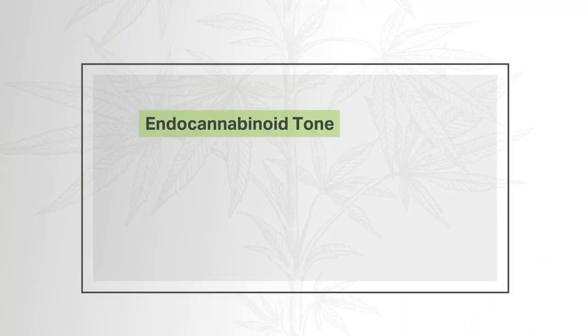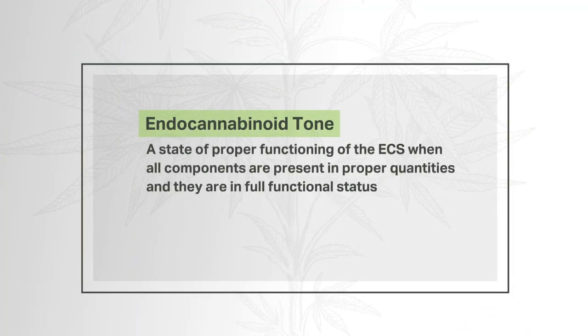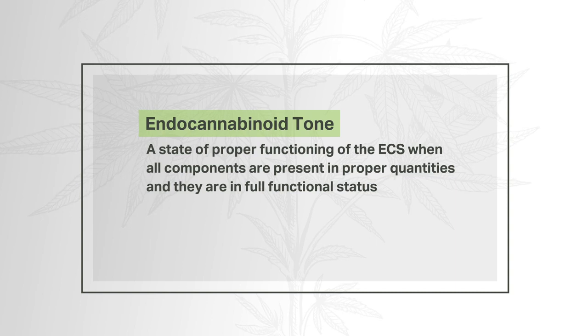Together, we define this notion as endocannabinoid tone, basically a state of proper functioning of the ECS when all components are present in proper quantities, in a fully functional status, and available to perceive and transmit endocannabinoid signals throughout the body. Endocannabinoid tone is influenced by physical activity, nutrition, and stress management.